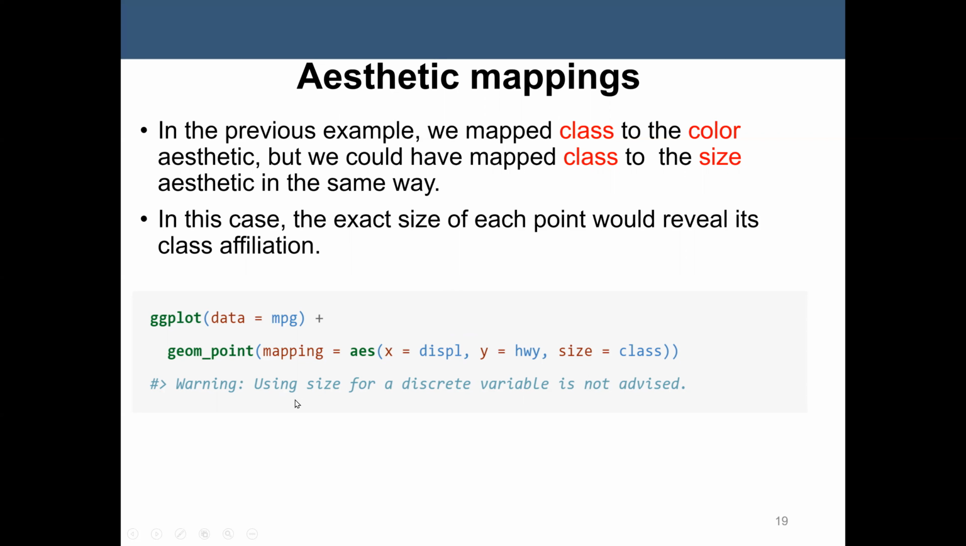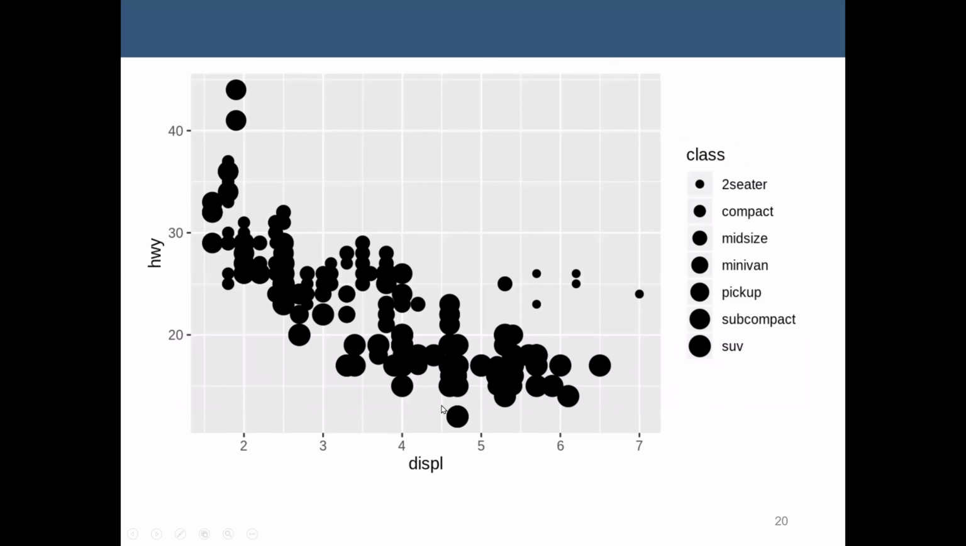So there's a warning here saying using size for a discrete variable is not advised. So this will be our output. We can see the two-seater again. Here now, the result depends on the size of the circle. So we can see that SUV is the biggest circle. And also we have subcompact.